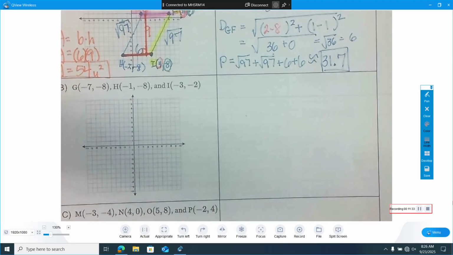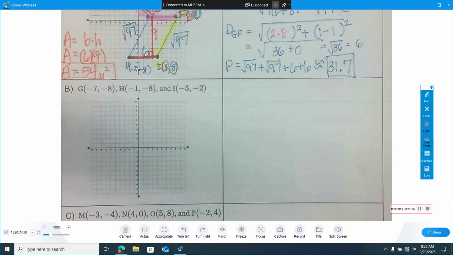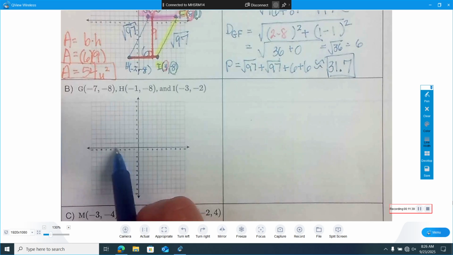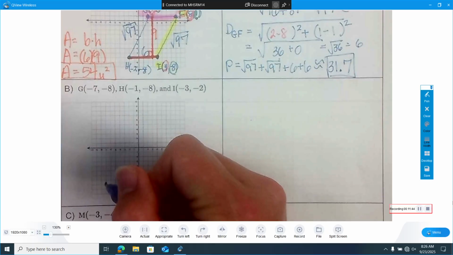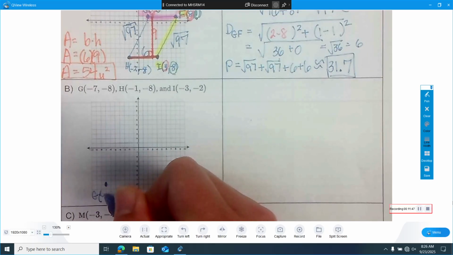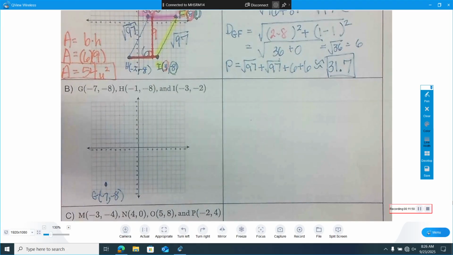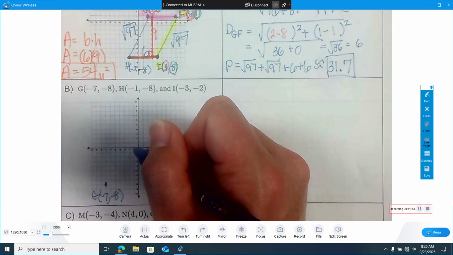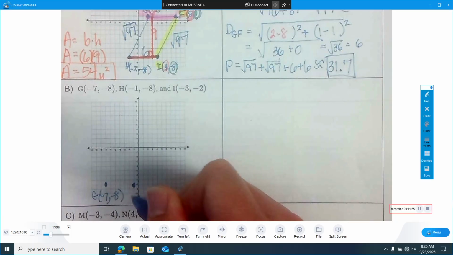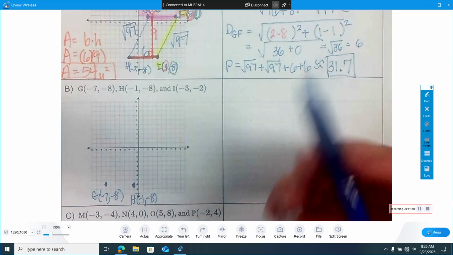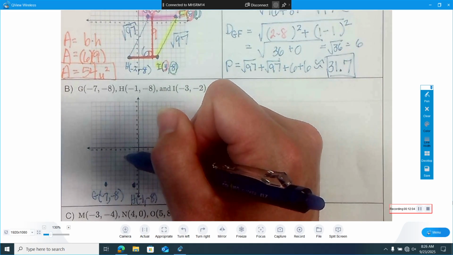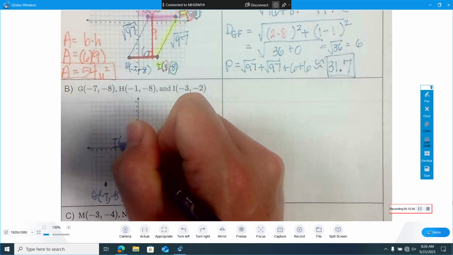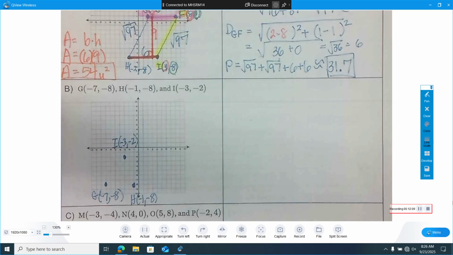All right, let's look at letter B. Go ahead and we're going to plot these again. So -7, -8 is G. -7, -8. H is -1, -8. And I is -3, -2. Right there. What figure do we have here? Triangle, yeah.